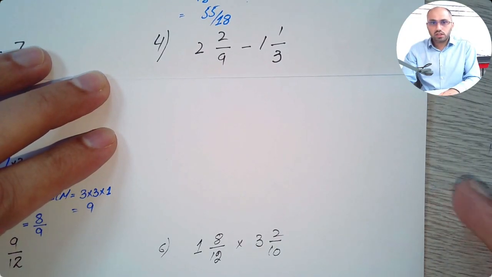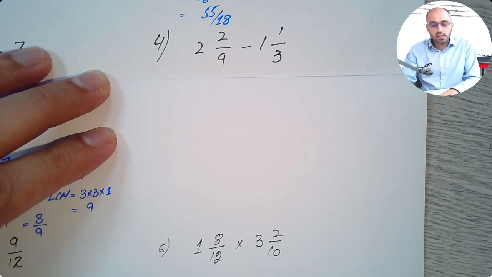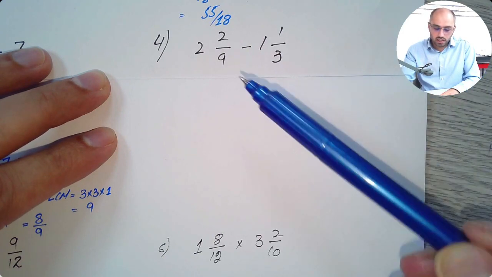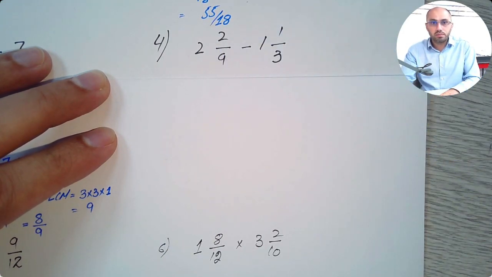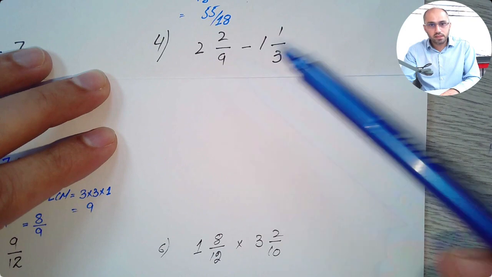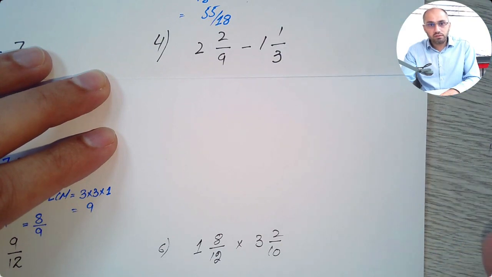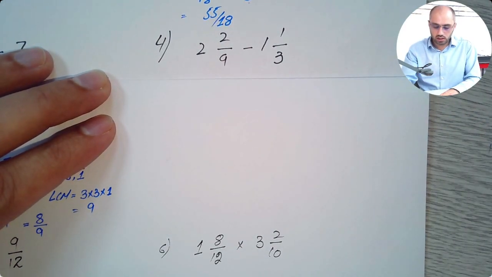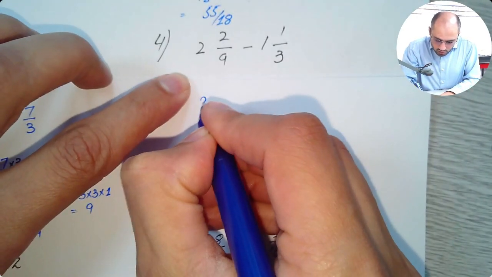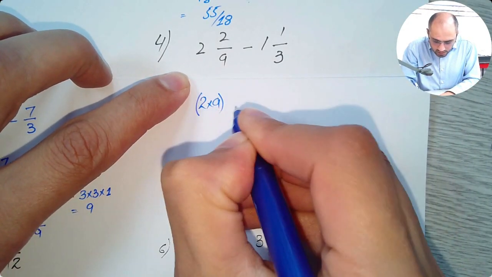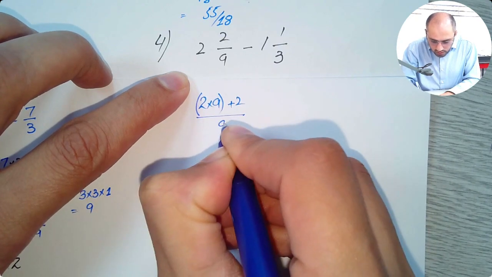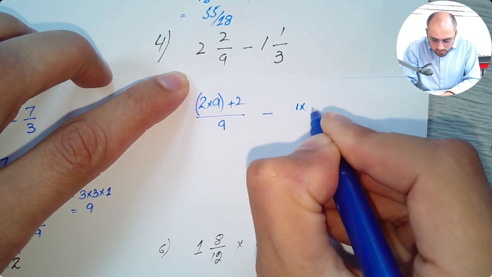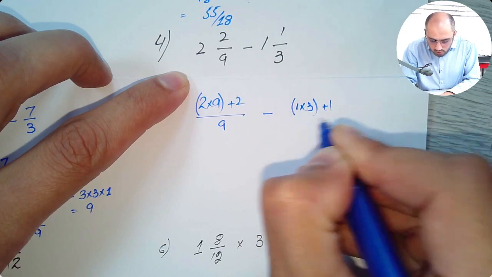Let's consider question number 4. On question number 4, I see I've been given two mixed numbers. So the first thing I'm going to ask myself is, can the fraction part of the mixed number be simplified? For both these numbers, the fraction part can't be simplified. So I'll go ahead and change this mixed number into an improper fraction. I will follow the same approach, and I'll do 2 times 9, add 2 over 9, take away 1 times 3, add 1 over 3.